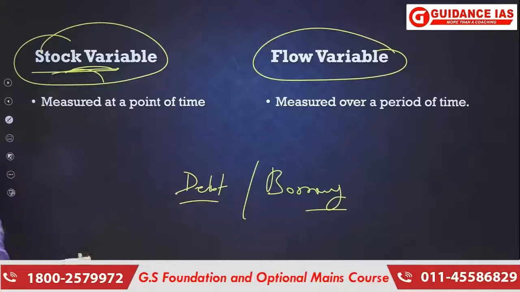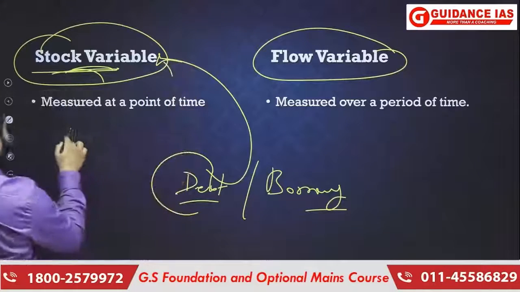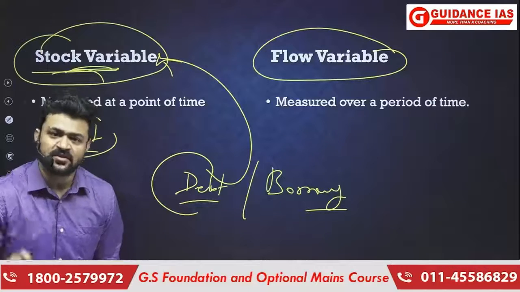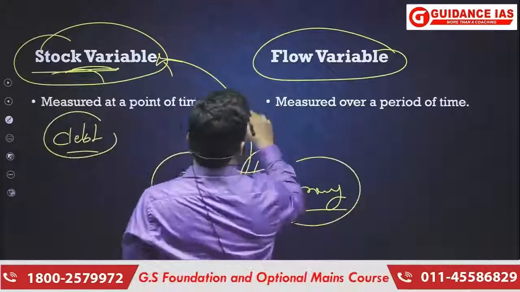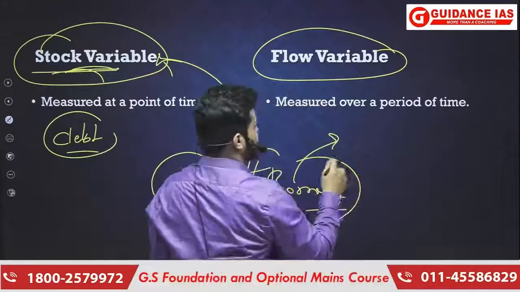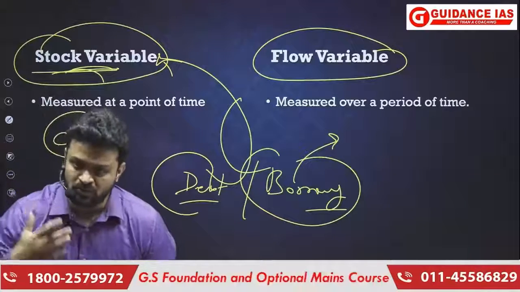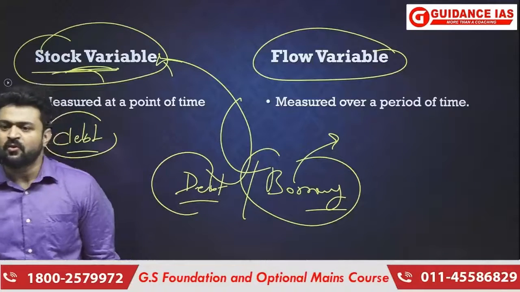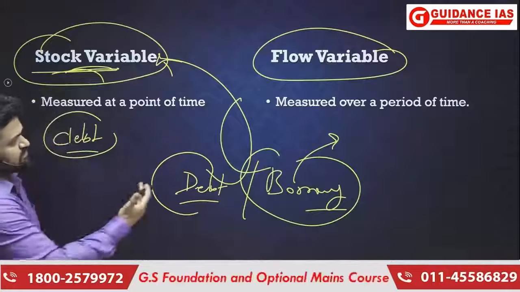then this is actually the difference, because debt is something which is a stock variable. It can be measured at a point of time. You can ask what is the public debt of India today, but borrowing is a flow variable. This can be measured over a period of time. For example, you can't ask what amount the government of India has borrowed today, but you can ask what has been the total borrowing of the government of India in, say, 2019 to 2021.